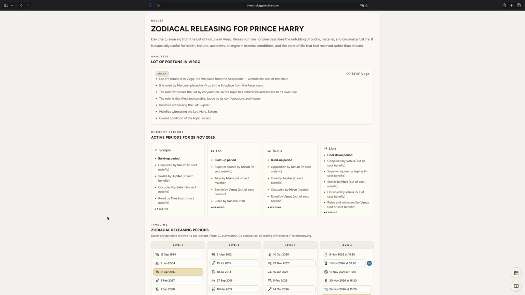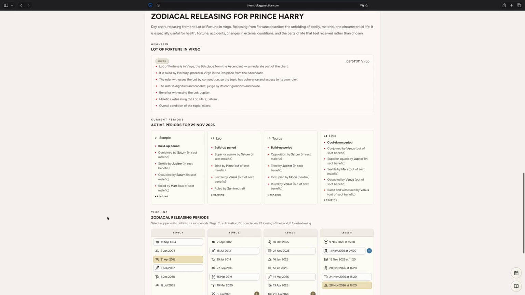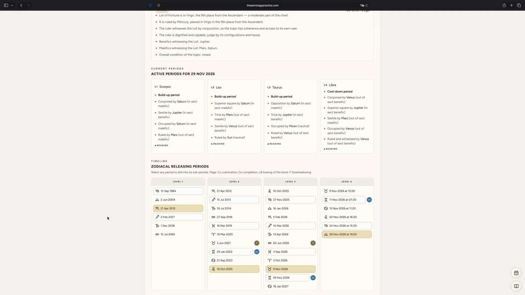You can have a look at the benefics witnessing the lot, which is Jupiter, but also Mars and Saturn are witnessing it, which are causing it to be mixed. Obviously, if your lot of fortune is ruled by a planet in its domicile, that is a pretty powerful combination, especially if it is witnessing it by one of the 5 Ptolemaic aspects: the conjunction, the sextile, the square, the trine, and the opposition. That's a very powerful position, but if one of the malefics looks at it, we will probably say it is mixed. It is a mixed condition, but still a powerful mixed condition.